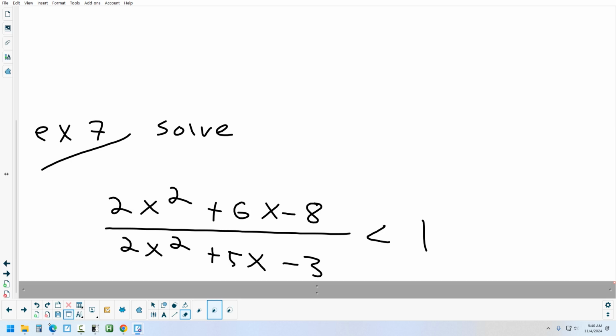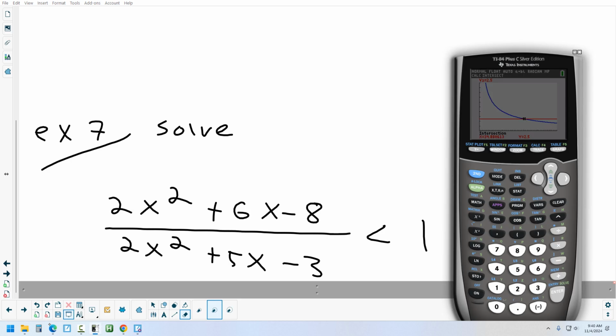Is it like the numerator and denominator are 2 different graphs? No, they're the same graph. So what would I type in for y1? Just 1. Okay, we could put the 1 in y1. What about in y2? The other side, yeah. So you have to put one side in y1, and you have to put the other side in y2.